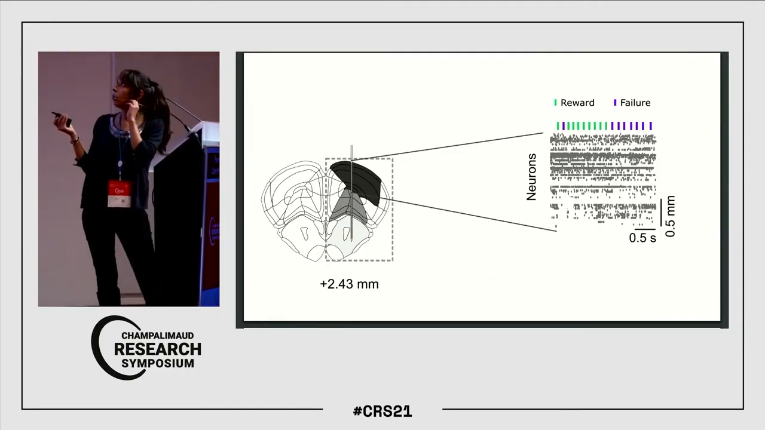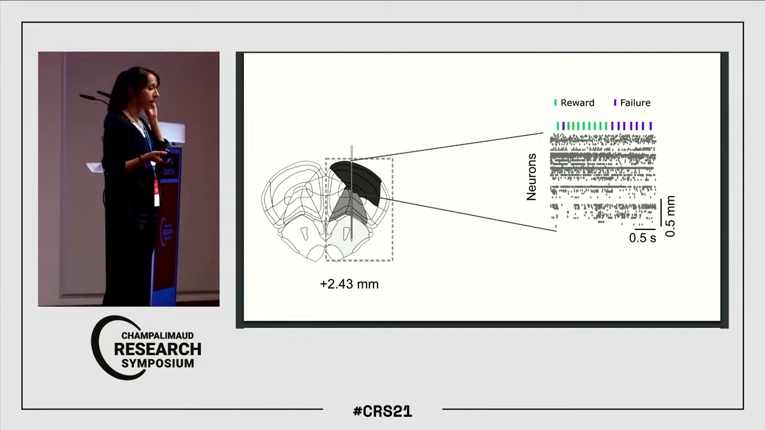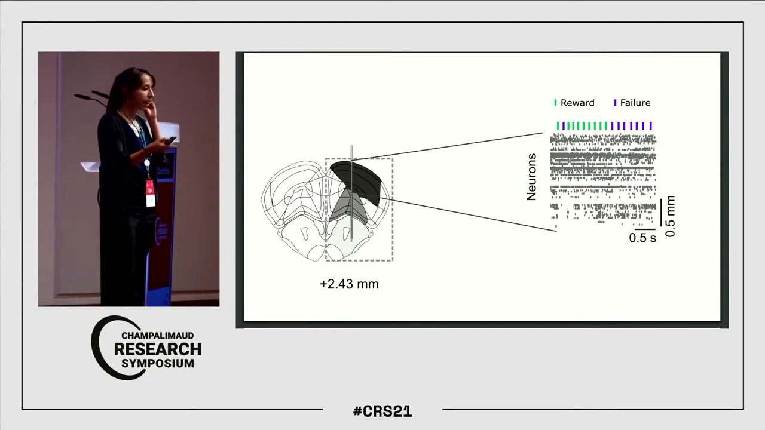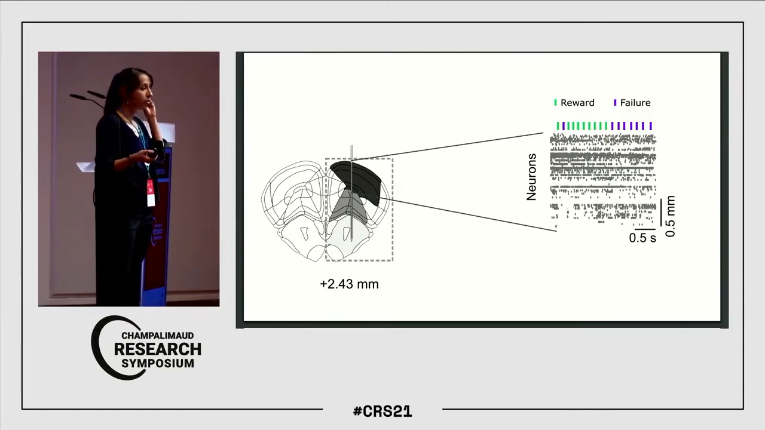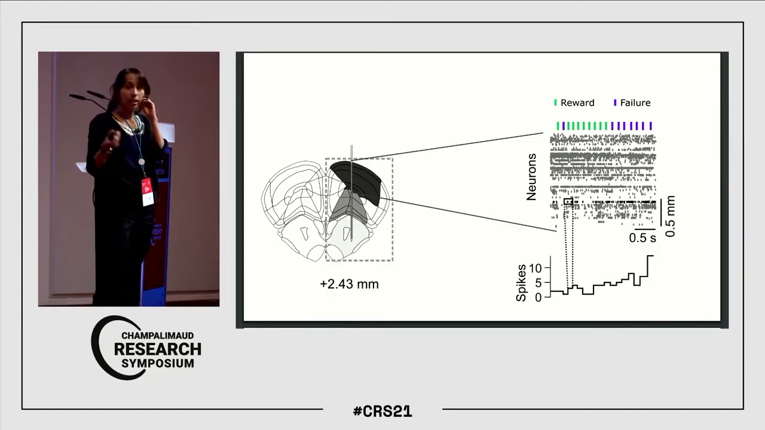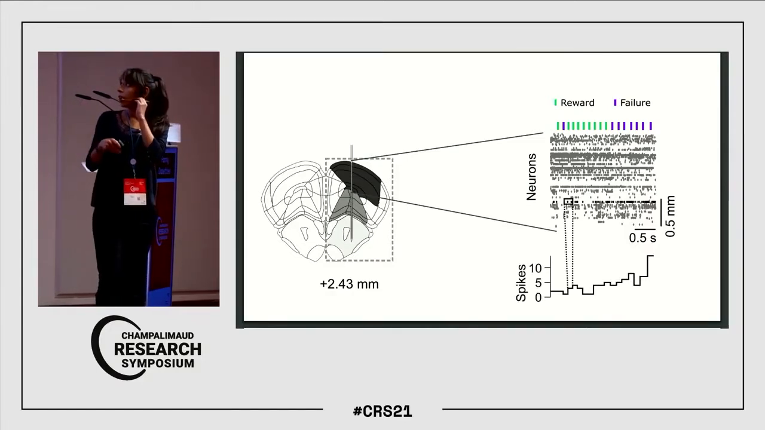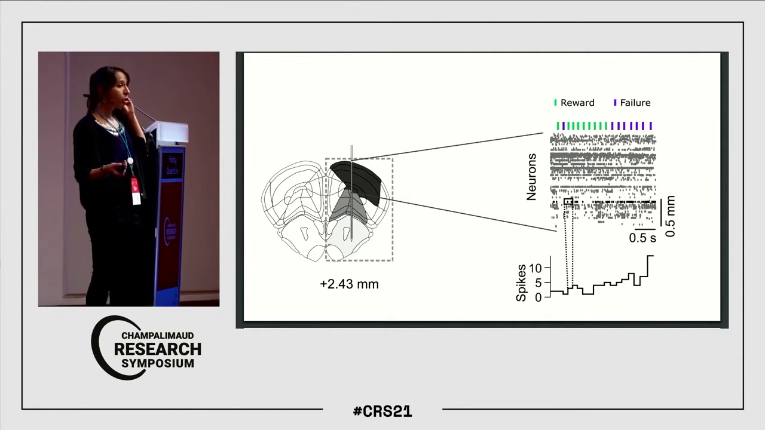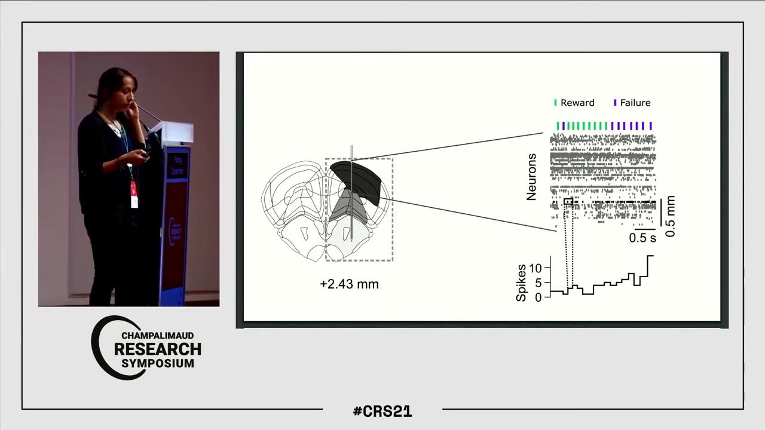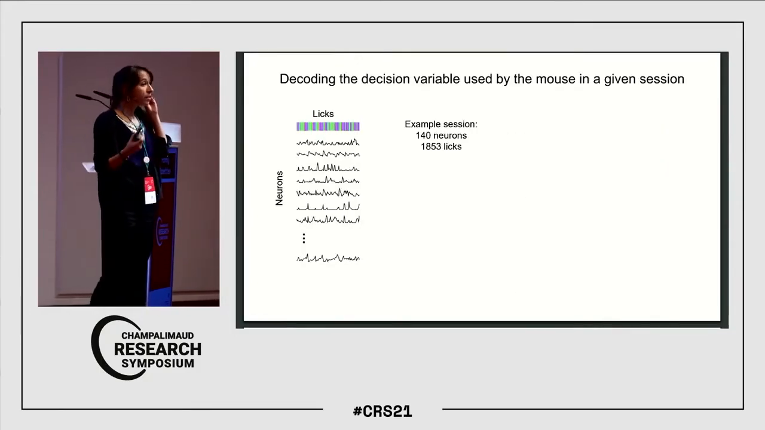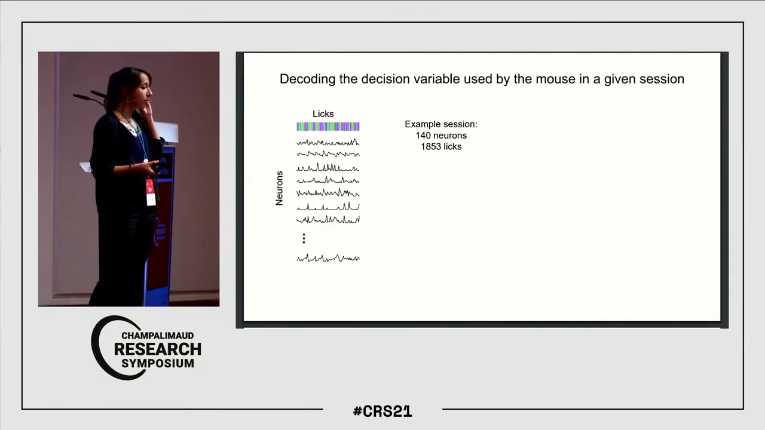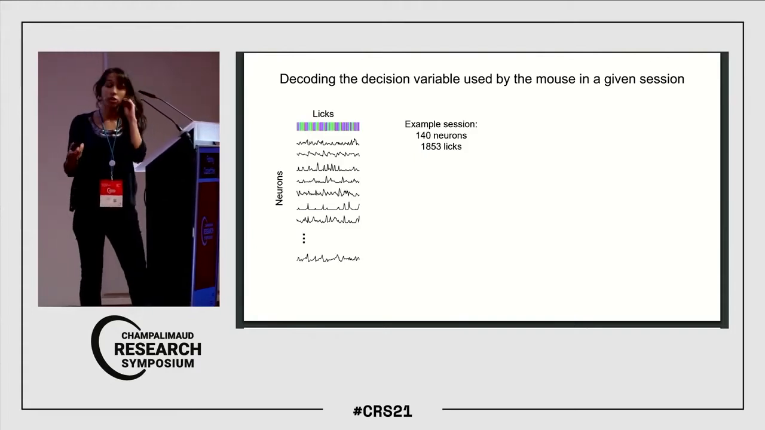So this is an example of hundreds of neurons that I've recorded in the premotor cortex M2. And for every one, I can align them to the important events in this task, which are the streams of reward and failures. And for every isolated neuron, like this one in black, we can reconstruct how it responds to the important events. And then we can do that for every neuron that we record simultaneously. And from this estimate of the population activity, we ask whether we can decode the decision variable that is used by the mouse in this session.